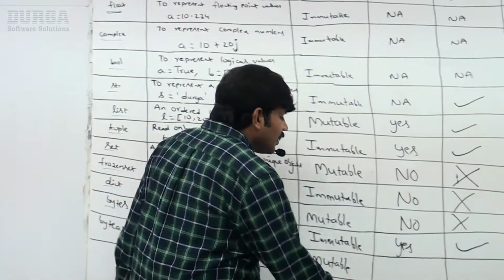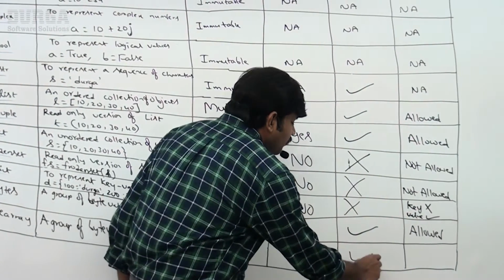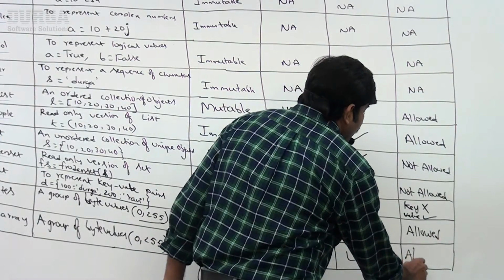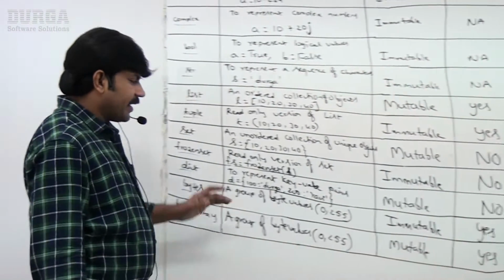Next, order will be preserved. Yes. Next, indexing is possible. Next, duplicates are allowed, no problem at all. Duplicates are allowed, acceptable, right?